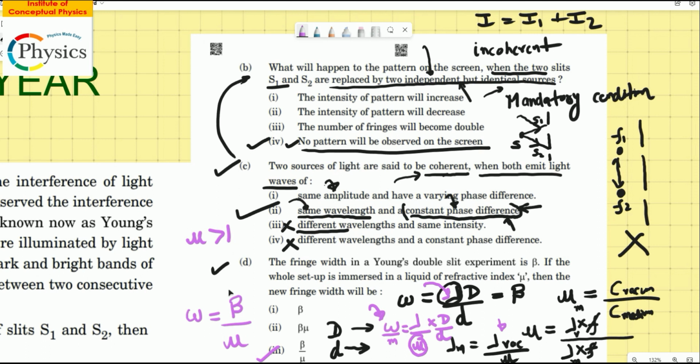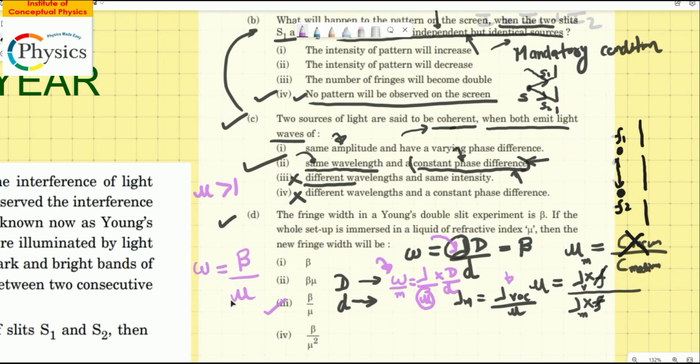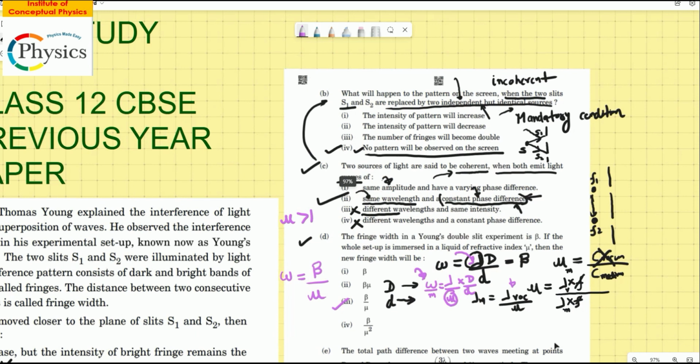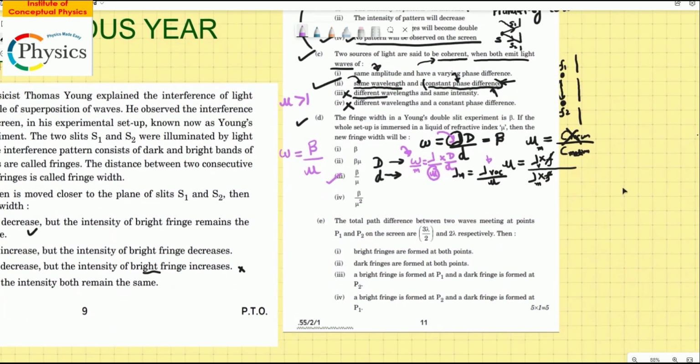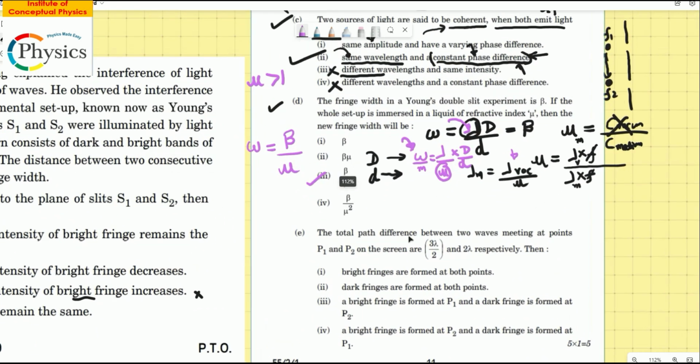So I hope this is clear. Let's move forward to the next part of the question. Okay, let's see what it says. Okay, so let's do the next one. The total path difference between the two waves meeting at a point are 3 by 2 lambda and 2 lambda. Okay, then the bright fringes.